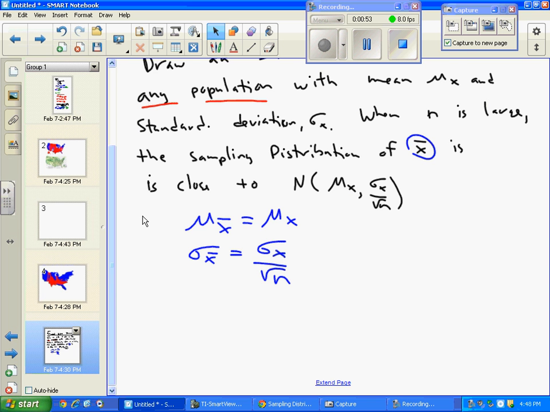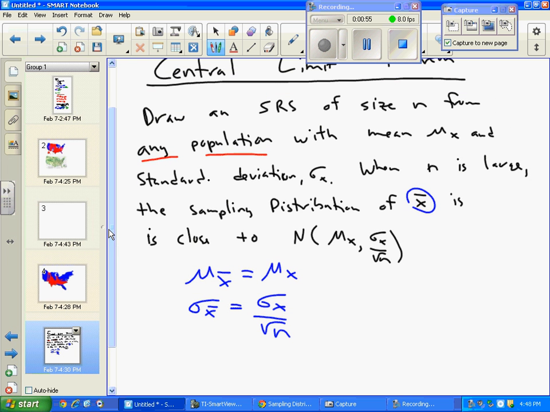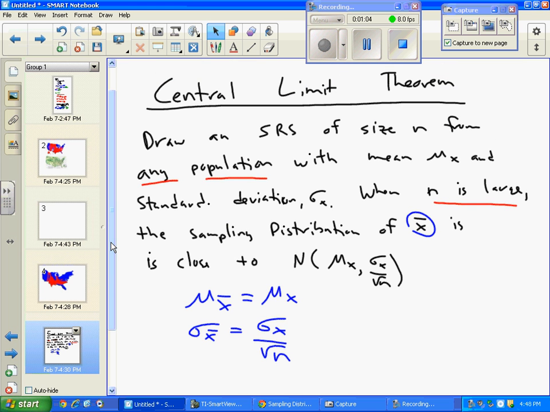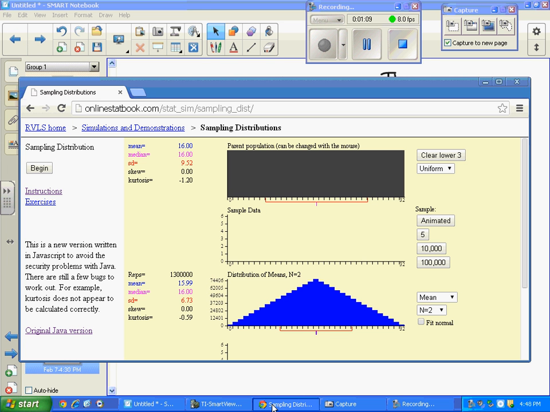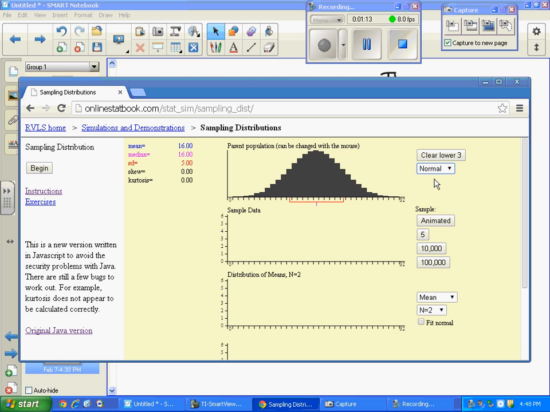Now that's sort of vague. What does it mean for n to be large? It depends on the textbooks you're reading. Most of the time they say between 30 and 40 is usually large enough to get a sampling distribution which is approximately normal. So let me demonstrate this with the following. Okay, so let's consider a normal distribution to start with.